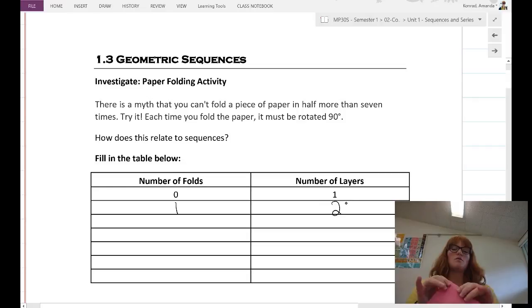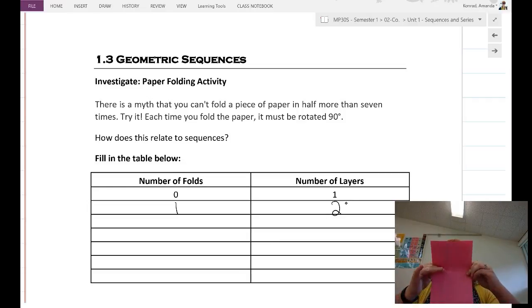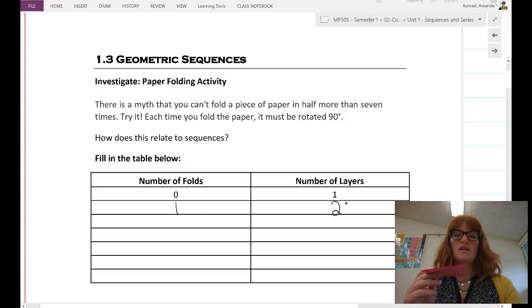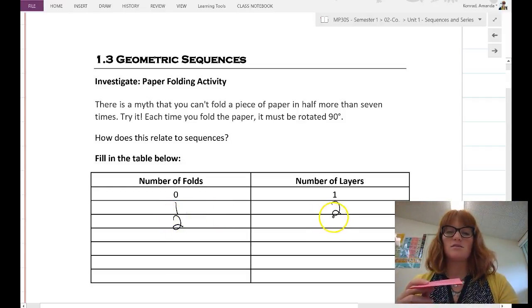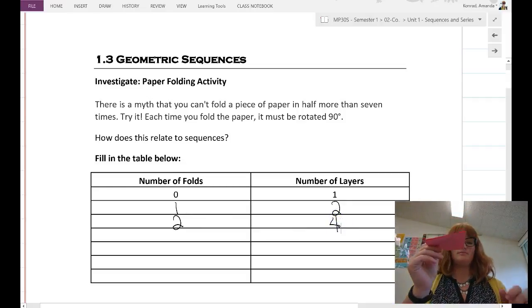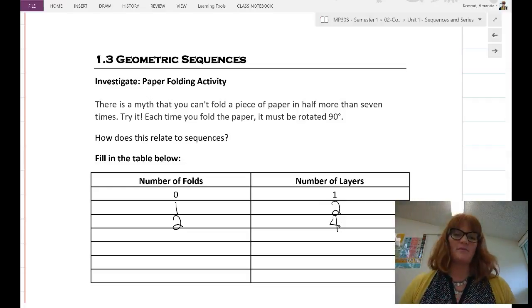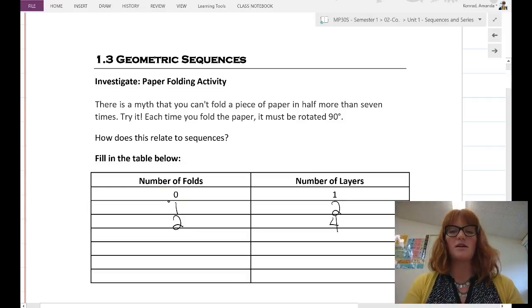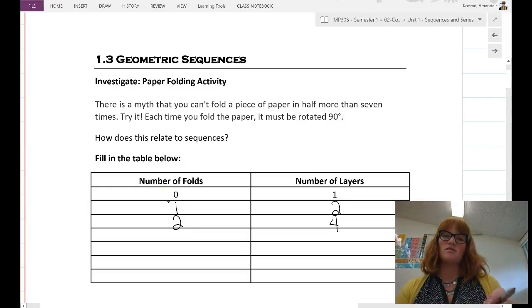Now, it says we need to rotate the paper again. So I'm not going to fold it like this because that wouldn't be rotating it. Instead, I'm going to fold it in the opposite direction. Fold it like this. And now I have 2 folds, but 4 layers of paper. So you're going to continue doing this, and you're going to complete your table. I already know the answers, so I'm going to do that real quick, but pause it right now so that you can do it on your own.